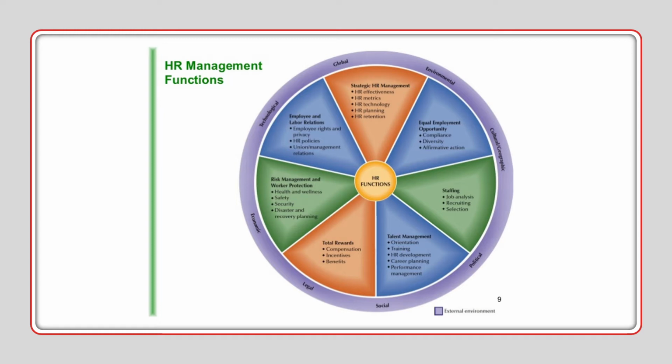Number one function can be strategic HR management. Then we have equal employment opportunity, staffing, talent management, total rewards, risk management, worker protection, and employee and labor relations. All of them have different details, which are mentioned in this diagram.